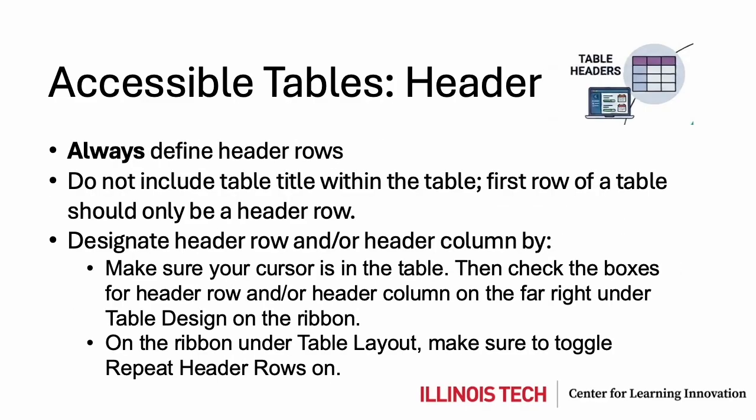Now, when it comes to headers, keep in mind that proper table headers are critical for accessibility. Every table should include clearly defined header rows and, if appropriate, columns. The first row of a table should contain only headers and not the table title. That can be added as a caption or in the inline text just above the table itself. To designate header rows or columns, select the table and use the options available under the Table Design tab.